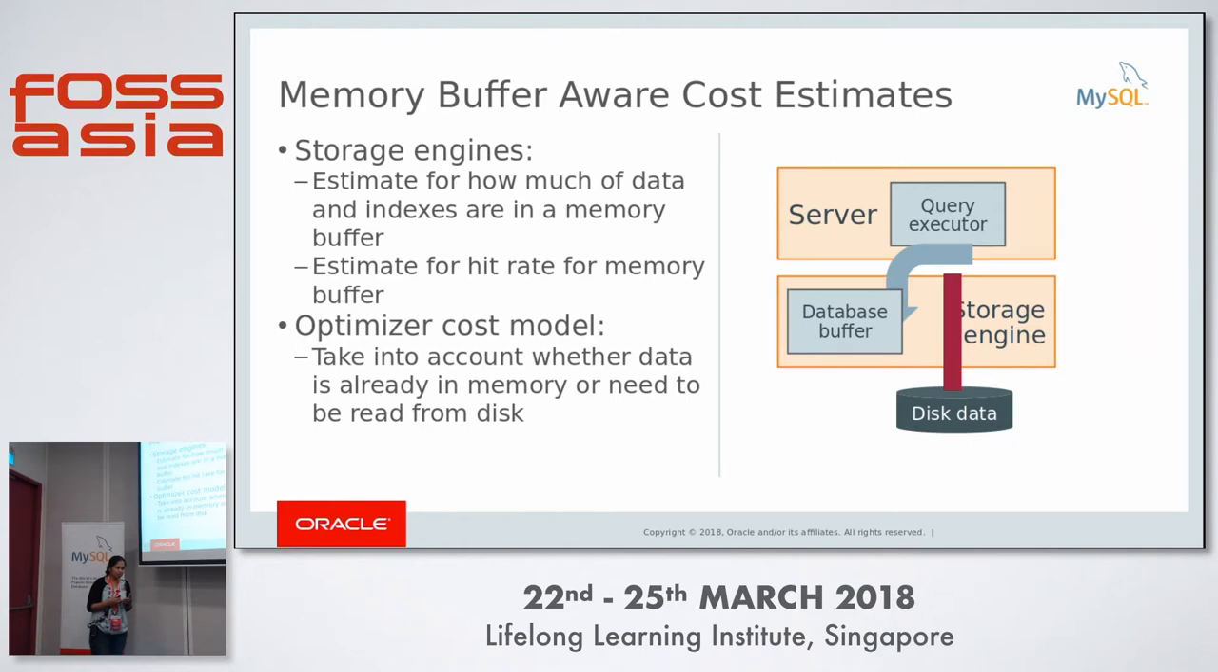So now with 8.0, the storage engine is able to tell how much percent actually resides in memory and how much percent actually resides on disk. Because of that, we are able to come up with better plans. And I think one of the DBT3 queries, which is a standard for benchmarking, has actually improved after we introduced this cost model change.